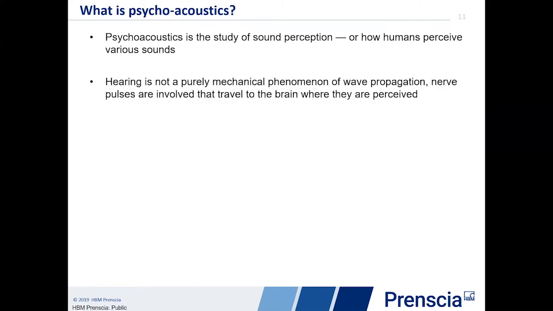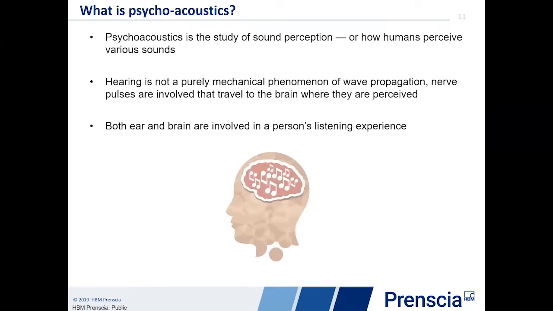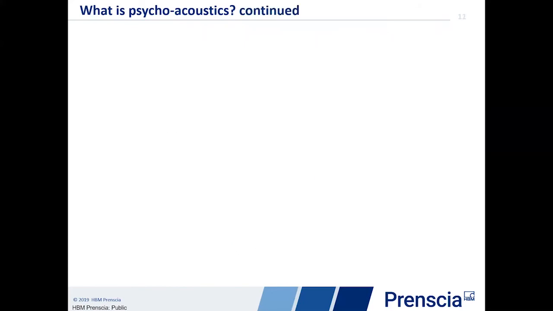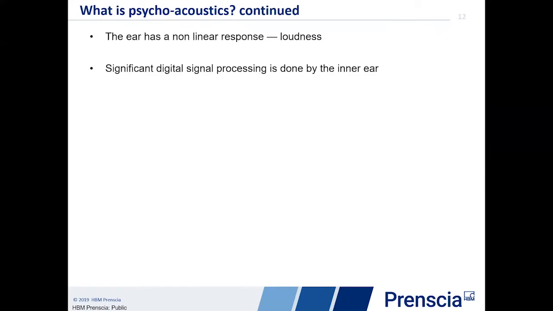Because indeed, hearing is not a purely mechanical phenomenon of wave propagation. There are nerve pulses involved in the process. These nerve pulses travel to the brain where they are perceived. So both the ear and the brain are involved in a person's listening experience. We should say that the ear has a nonlinear response, and this is the concept of loudness, which we will talk about much later during the presentation. Significant digital signal processing is done by the inner ear. Indeed, the inner ear converts the sound waveforms into neural stimuli.